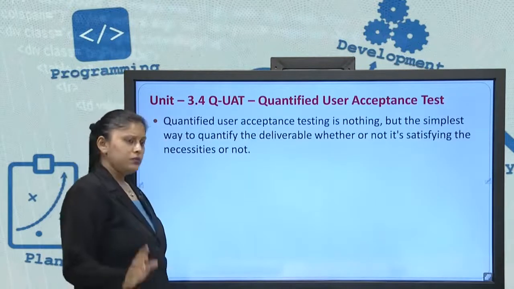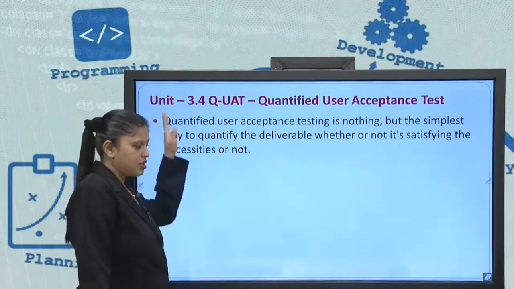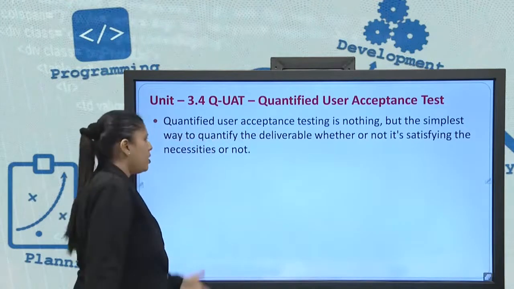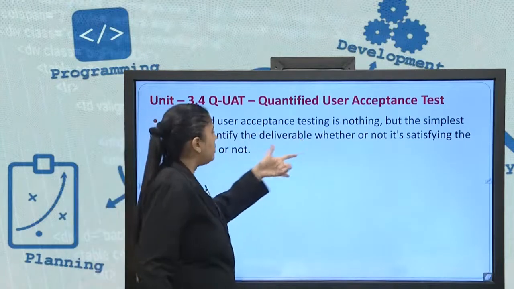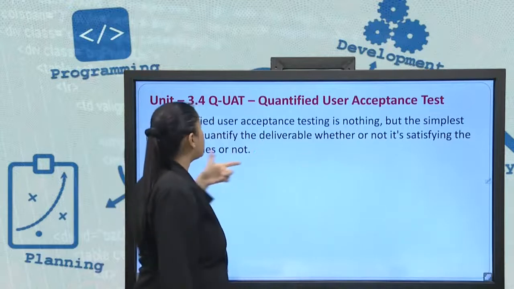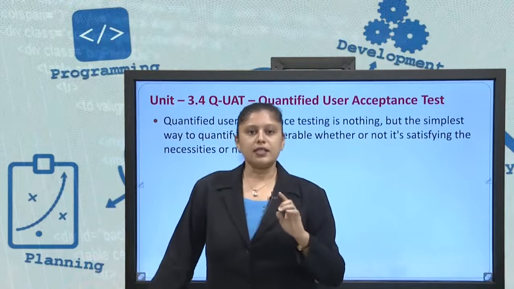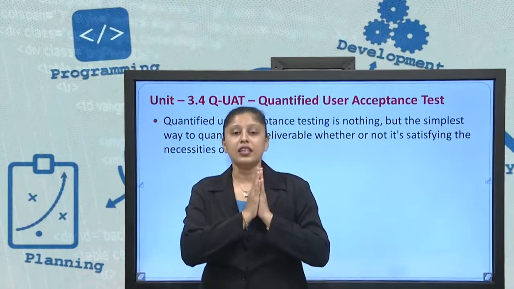Now, quantified user acceptance testing, what is it? Just before this slide, whatever we talked about was all about UAT. Now what is QUAT? Quantified user acceptance testing is nothing but the simplest way to quantify the deliverable, whether or not it is satisfying the necessities. Now my customer, as a customer, would have certain necessary needs.